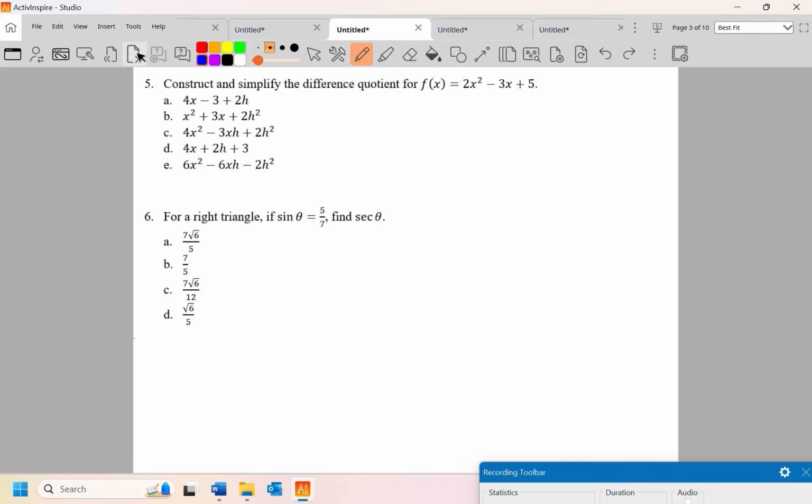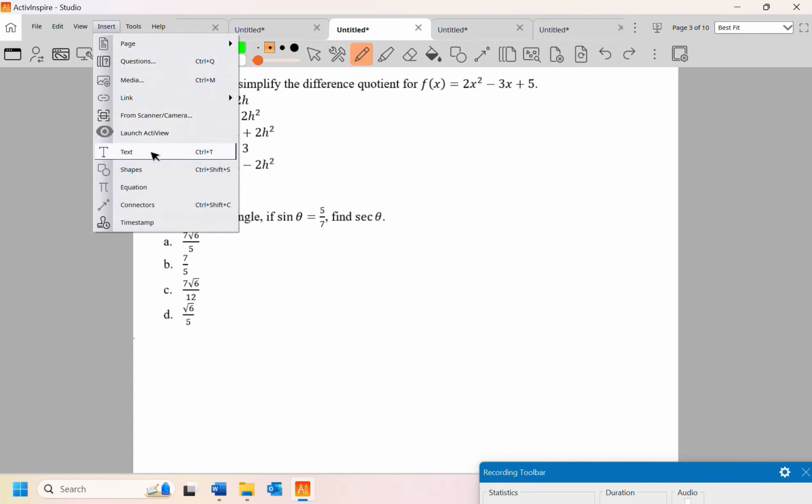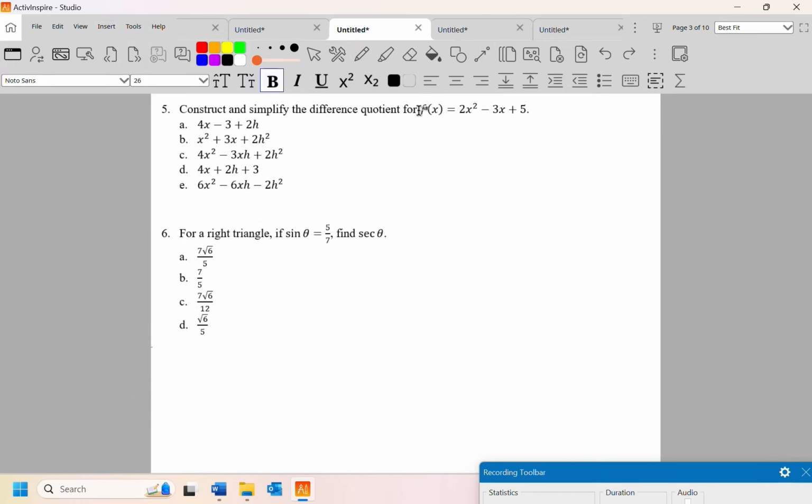Not a hard question. Construct and simplify the difference quotient for f of x equals 2x squared minus 3x plus 5. All right, so everywhere I see an x, I am going to insert x plus h. And I don't have my writing stuff at home, so I can't really write this out well. But first thing I'm going to do is I'm going to find f of x plus h. And that's going to be 2 times an x plus an h squared, so write it twice, minus 3 times an x plus an h, and then plus a 5.